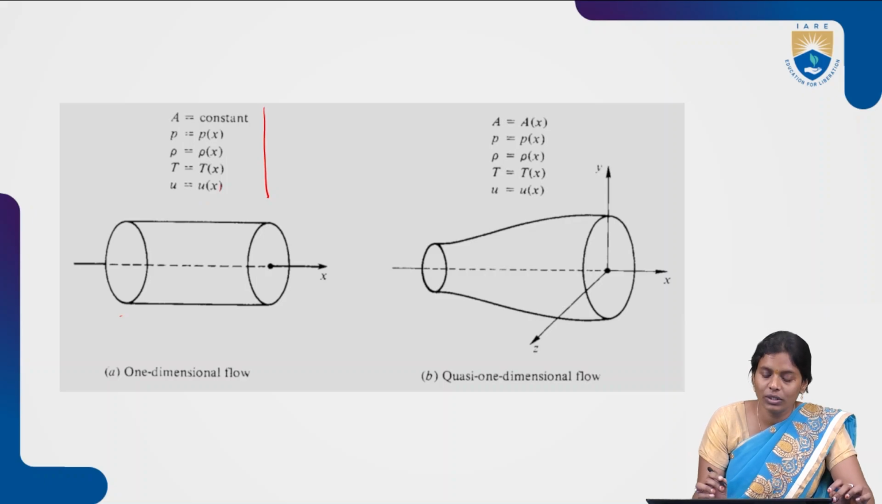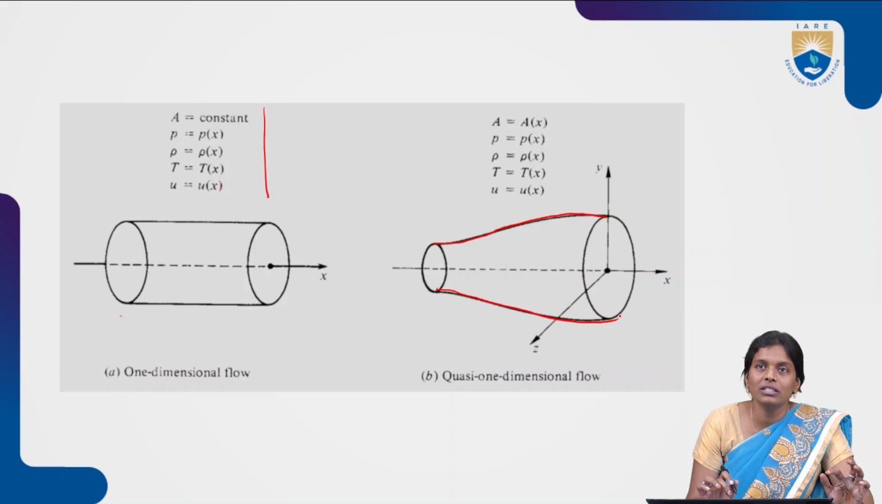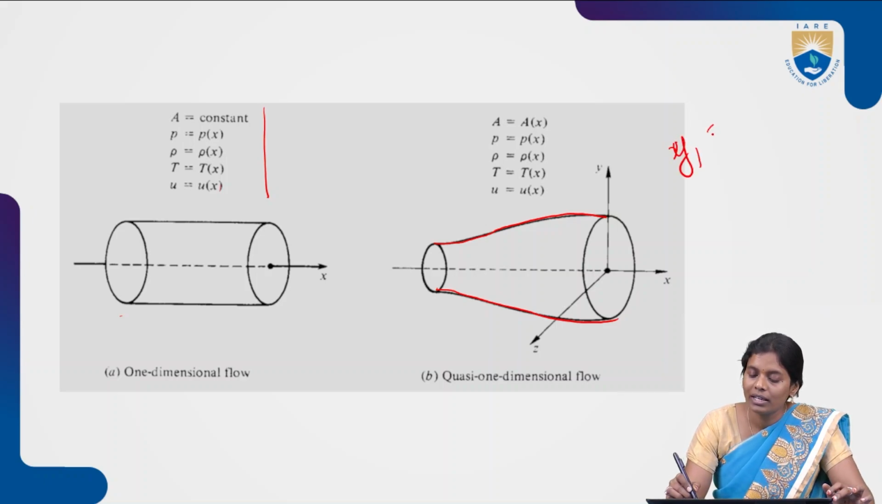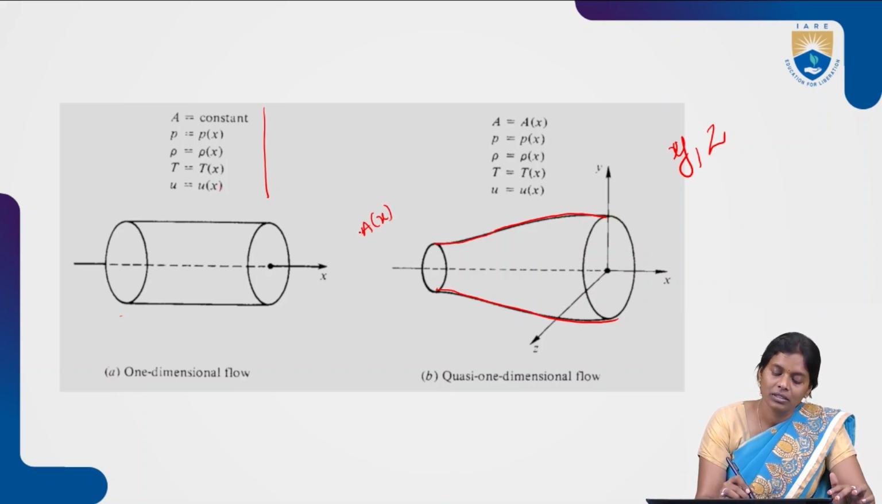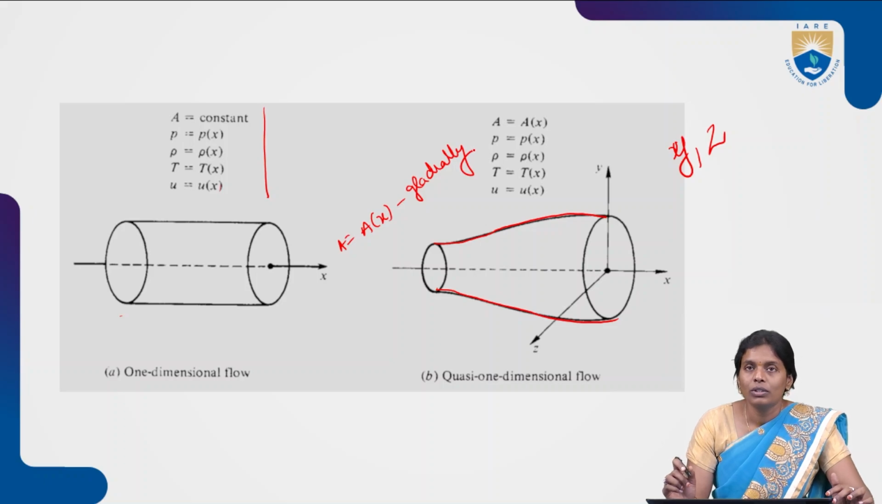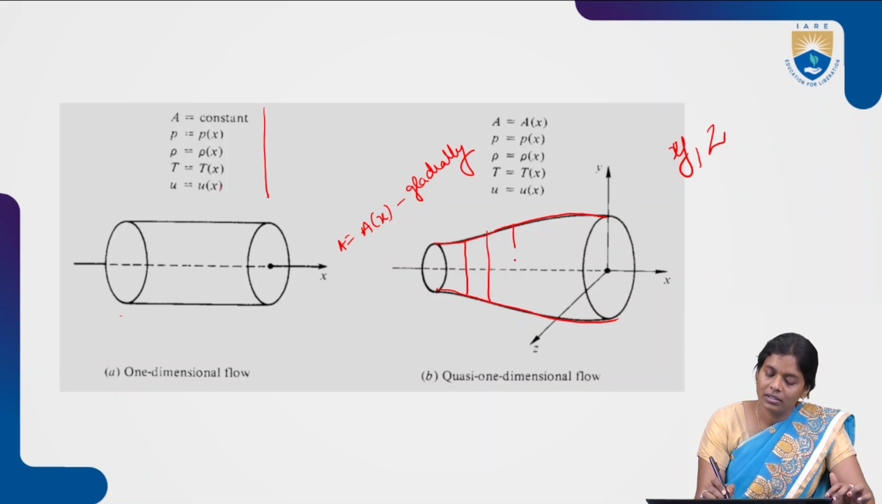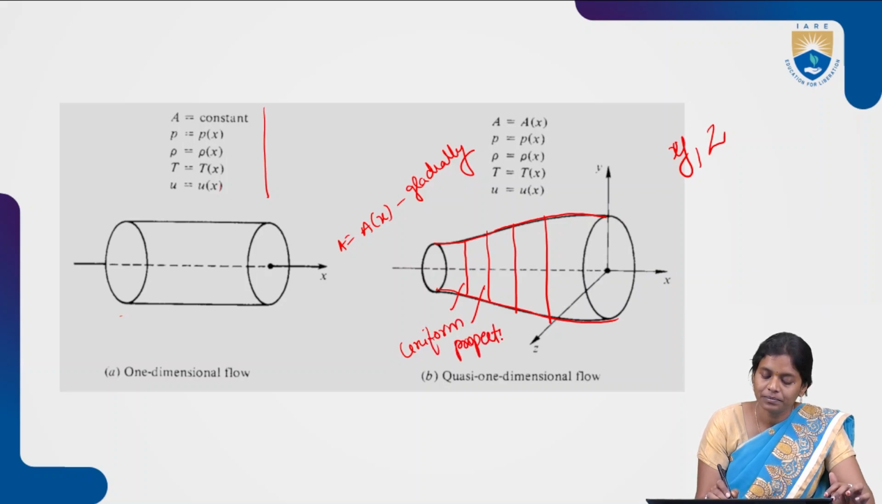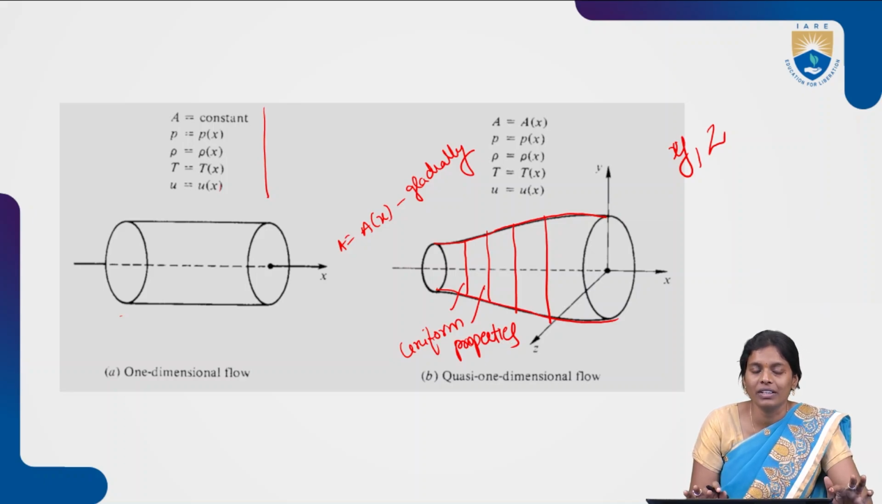Now if you see here, the area is gradually increasing, right? When this gradual increase is there, we are telling that Y and Z direction flow conditions are being neglected. If you are neglecting that, by assuming that A equal to A of X varies gradually, at every section of X we are going to observe uniform properties. So that is the main thing.